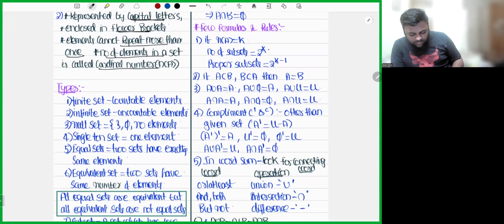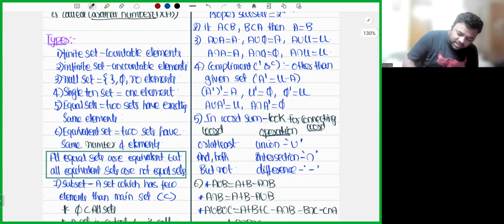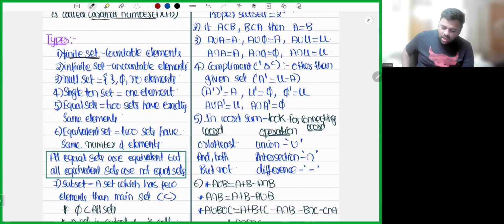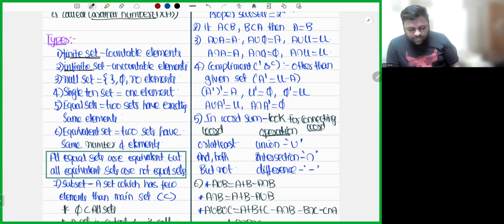Next, what are the types of sets? The first one is the finite set. Countable set: if you can count how many elements there are, it's called a finite set. All the examples we have done earlier are finite sets. Next, infinite set. Infinite set means uncountable elements. I am talking about the set of natural numbers, the set of prime numbers, the set of even numbers, the set of numbers divisible by 5, or by 6. They are uncountable. You can't count them. They are infinite sets.